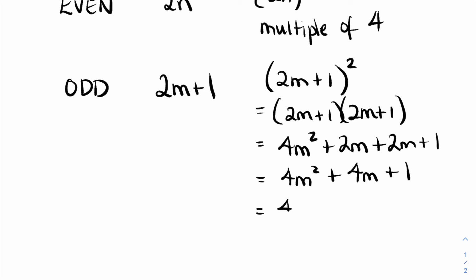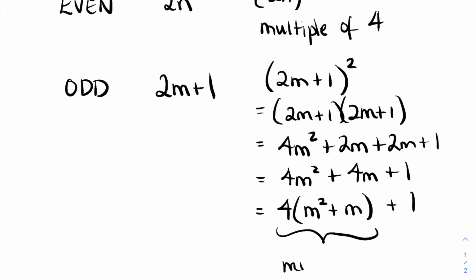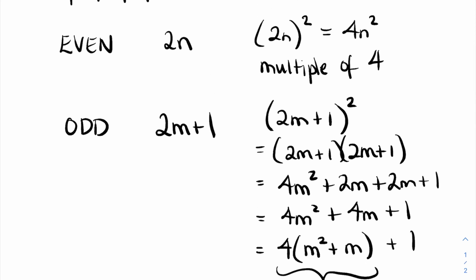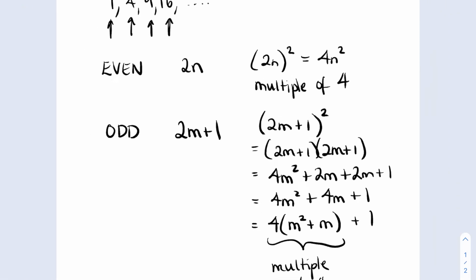Now the trick here is to factorise the terms that have a 4 in. Now, quite clearly, this is a multiple of 4. And if I add 1 to it, that's one more than a multiple of 4. So when I square an odd number, I get a multiple of 4 or one more than a multiple of 4. So now it's satisfied for odd numbers as well.